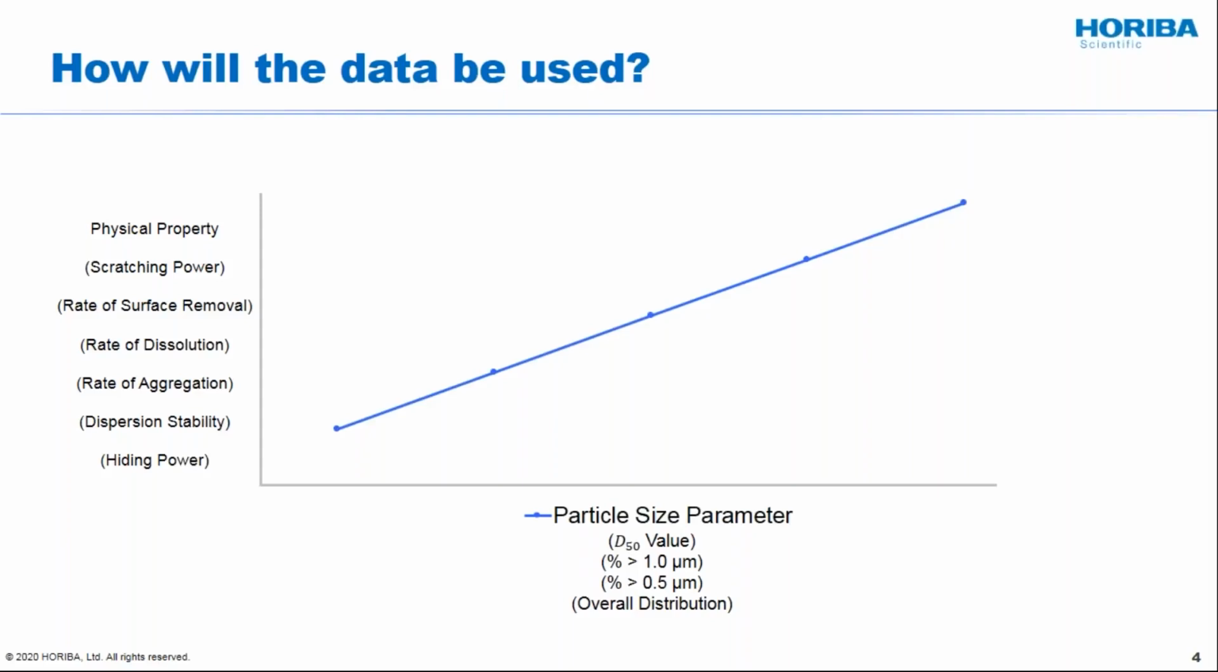But the key thing is that you want to look at these particle sizing parameters and have them become predictors of the physical properties on your y-axis. As an example, we have the rate of surface removal. If you're working with CMP slurries, you're going to want to know when to stop your CMP process. In order to predict that, you're going to have to know the rate of surface removal. So again, you're going to look at your particle size parameter to give you a prediction of this rate of surface removal.